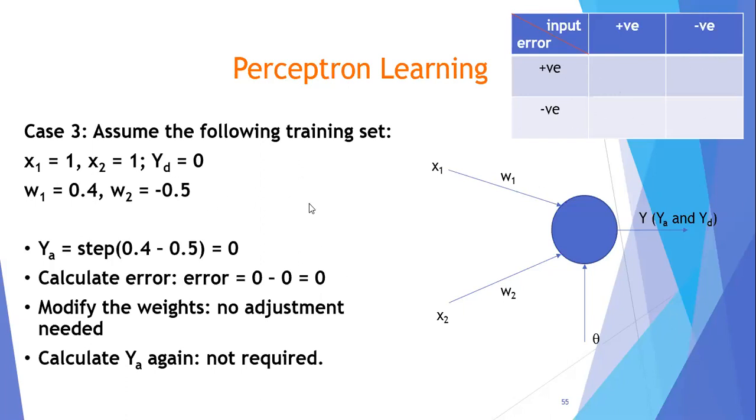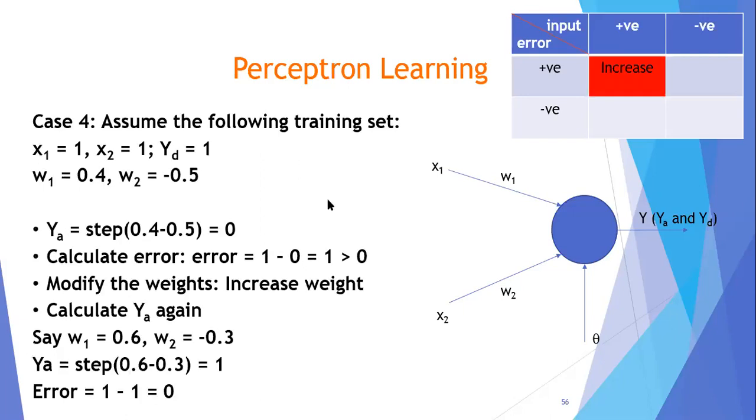Now, like we've done in the previous case, we'll change this value of yd here from 0 to 1. This is what we're doing here. Like we calculated before, your y is going to be step of the same thing, 1 times 0.4 plus 1 times minus 0.5. So you get step of minus 0.1, which is 0. But as expected, now your error will be yd minus ya. So you get a value for error of 1, which is positive now. So this combination of configuration of a perceptron is giving an error which is positive.